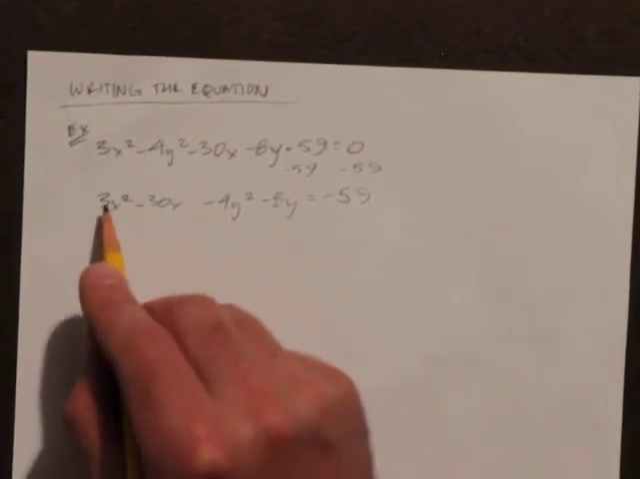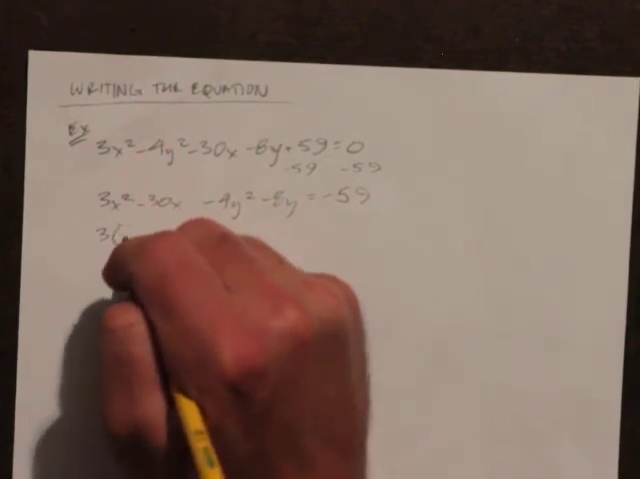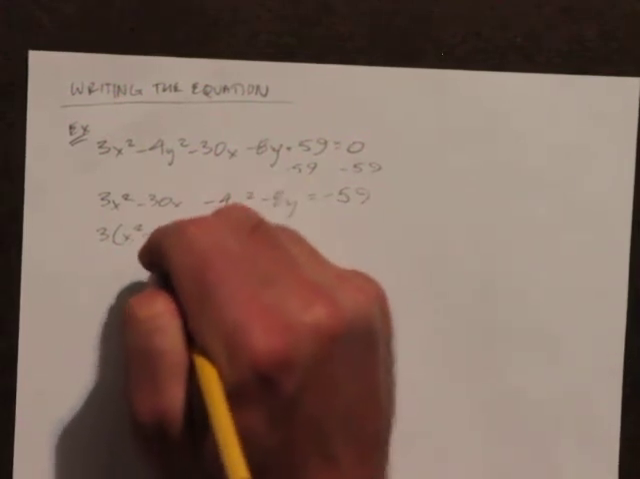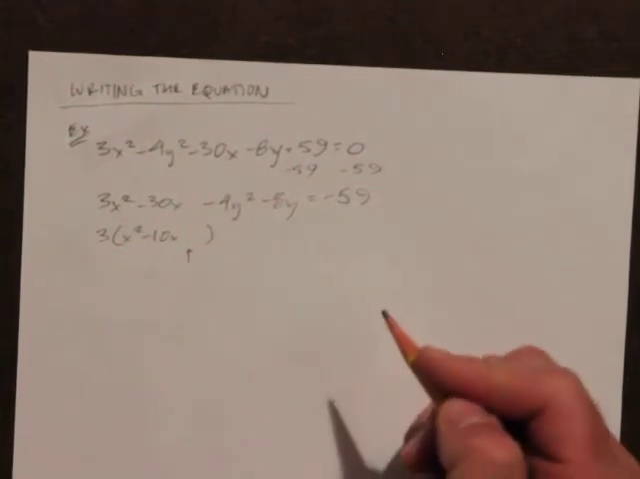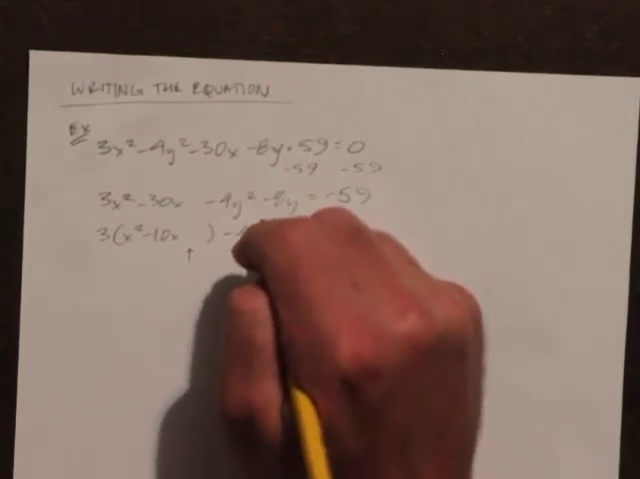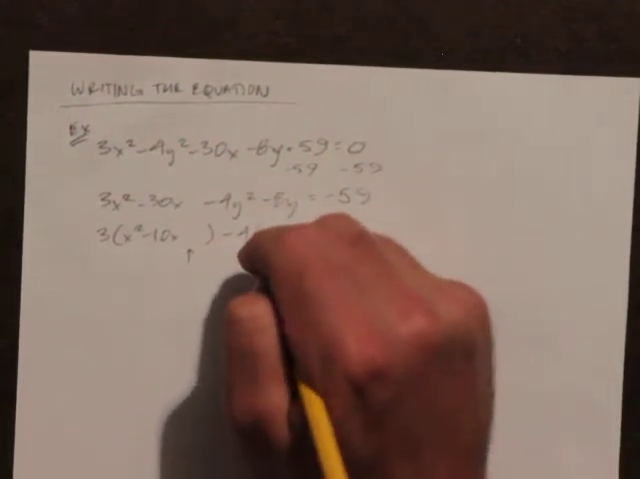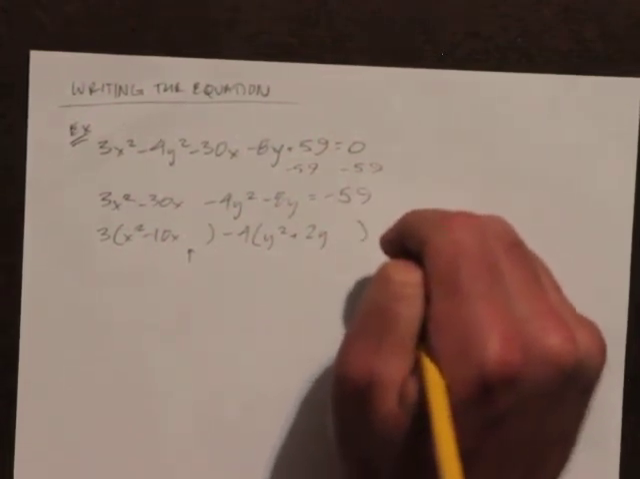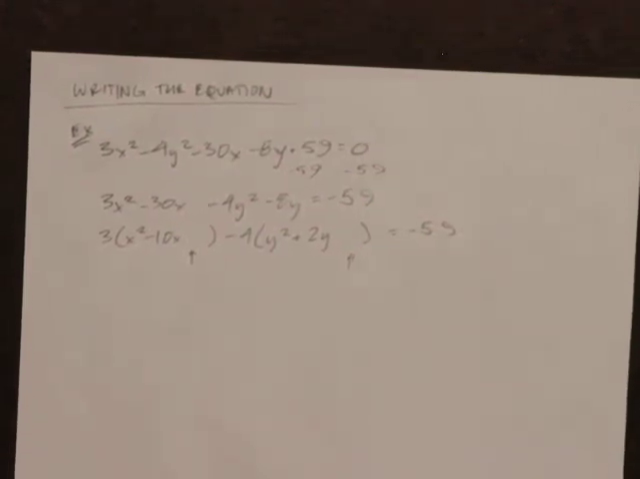Now I can factor out this 3 that's in front of the x's. So I'm going to say 3 times x squared minus 10x. I'm going to leave a little space here because I'm going to do something right here. I can do the same thing with the y. So minus 4, because there's a 4 here and a 4 in the negative 8, and I'm taking out a negative 4. So y squared plus 2y equals negative 59. I'm going to start completing the square here.